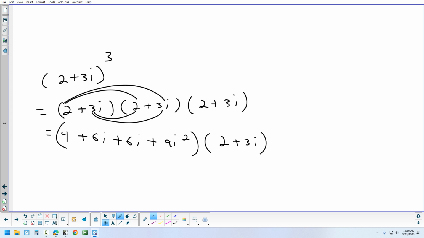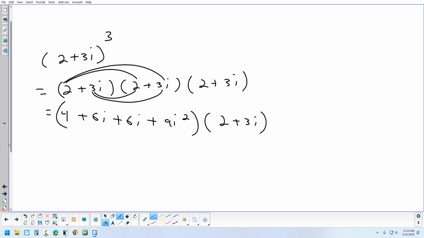I haven't even done anything with the 2 plus 3i on the end yet. So I'm going to handle the first part. What's i squared? -1. And what's -1 times 9? -9. And what's 4 take away 9? -5. So I have -5. What's 6i plus 6i? 12i. So that's 2 plus 3i squared. I've done that. Now I want 2 plus 3i cubed.